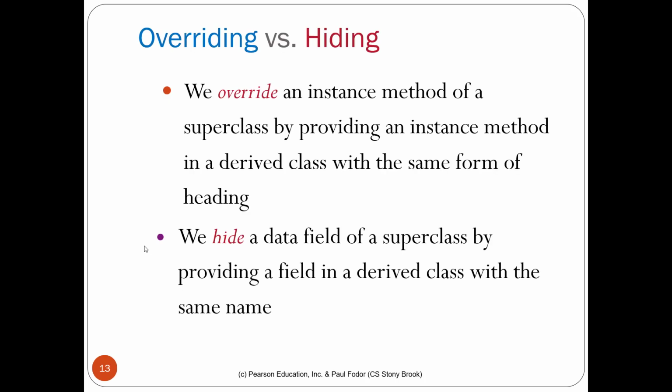Sometimes you'll find multiple definitions or multiple slides discussing the same thing, probably from different angles. It depends; you might like one versus the other. So overriding versus hiding: we override an instance method of a superclass by providing an instance method in a derived class with the same form of heading. Form of heading means signature. Okay, and what do we hide? We hide a data field of a superclass by providing a field in the derived class with the same name. We don't say the same name, same data type. We just say same name.